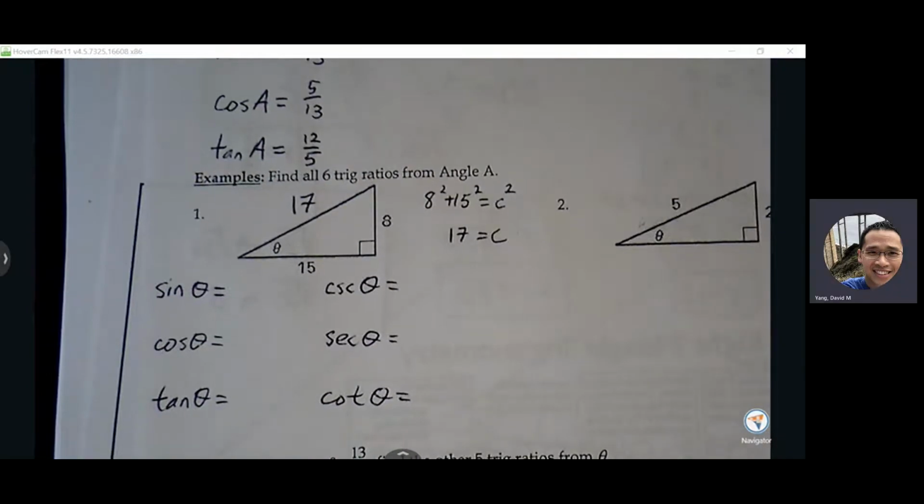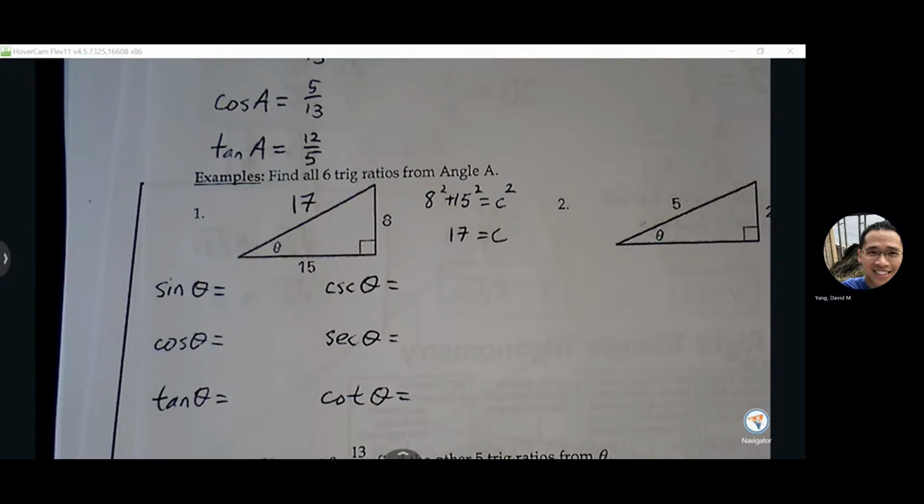As a reminder, the reciprocal of sine is cosecant. The reciprocal of cosine is secant. The reciprocal of tangent is cotangent. Because sine is opposite over hypotenuse, cosecant must be what? Hypotenuse over opposite. Cosine is adjacent over hypotenuse, so secant is hypotenuse over adjacent. Tangent is opposite over adjacent, so cotangent is adjacent over opposite. Any fraction you get, you can just flip it for the corresponding reciprocal.